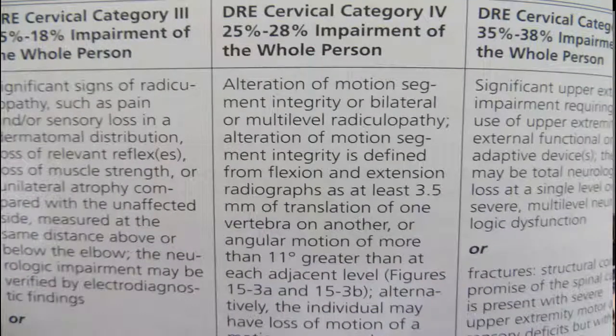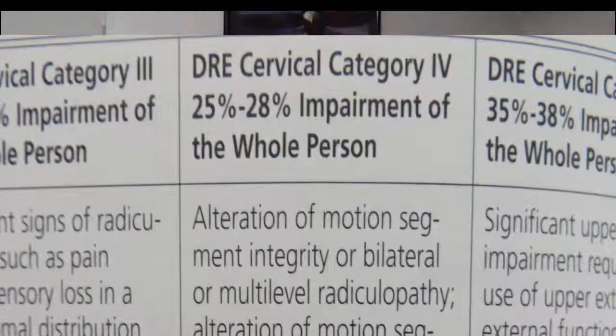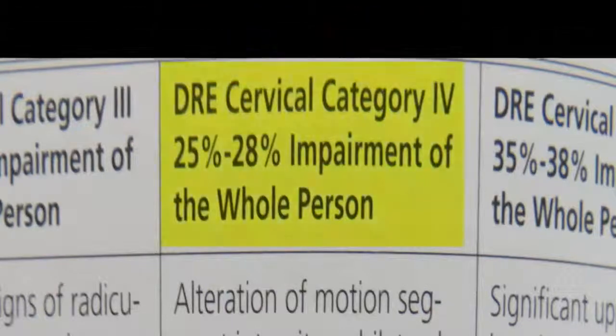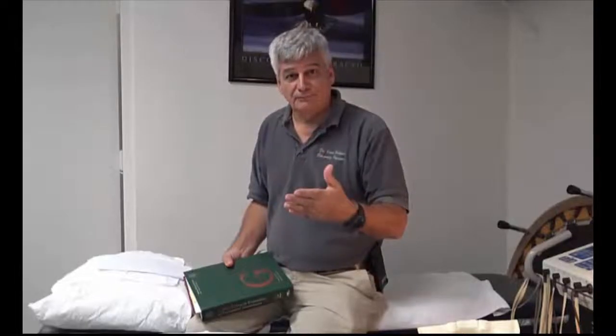For you attorneys out there, I want you to know that these translations are very significant, and they are documented in the AMA Guides, the American Medical Association Guides to the Evaluation of Permanent Impairment, either the 5th or the 6th edition. Here's the 5th edition, and if you find a copy of this book and turn to page 392, you'll find that translations of 3.5 millimeters or more qualify for a category 4 whole body impairment, which has a range of 25 to 28%.